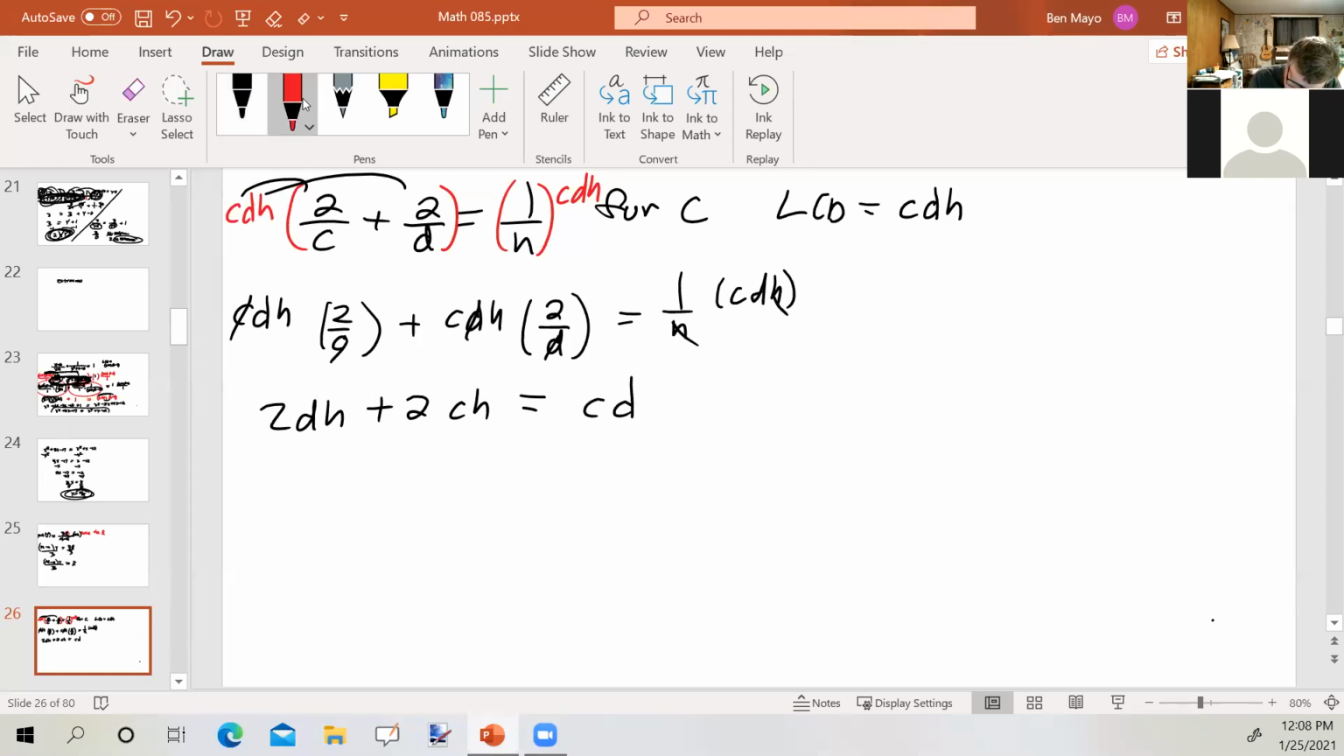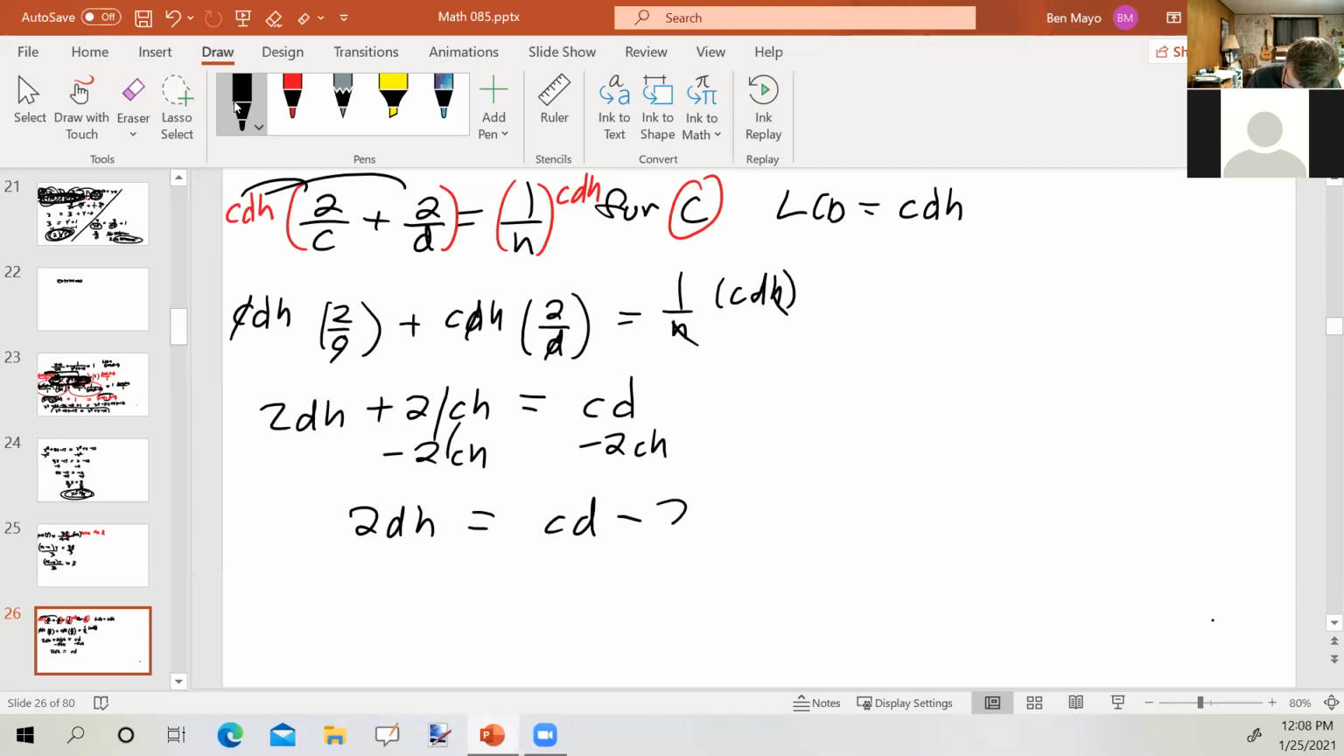Now keep in mind, I'm trying to solve for c. I've got 3 terms in my equation, 2dh, 2ch, cd. Again, I'm trying to solve for c. What I need to do is get all the terms that contain c on one side of the equation. I'm going to put them on the right side. So what I'm going to do is subtract 2ch from both sides of the equation. Now I have 2dh equals cd minus 2ch.